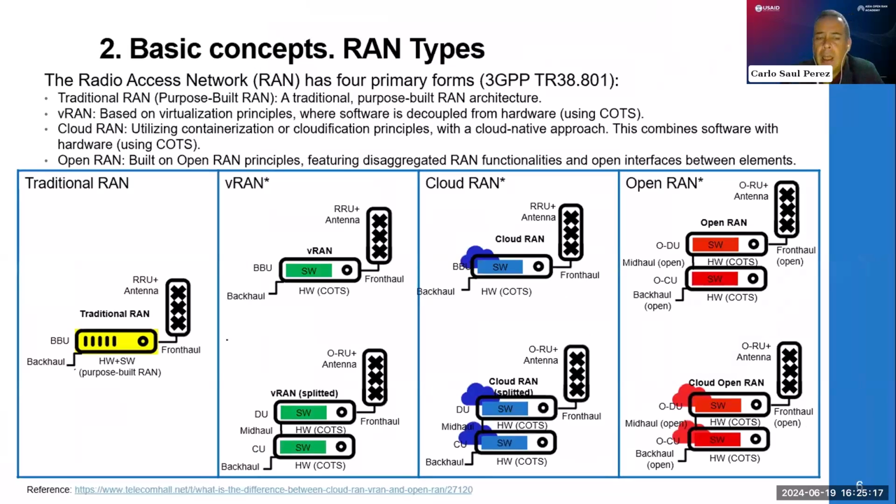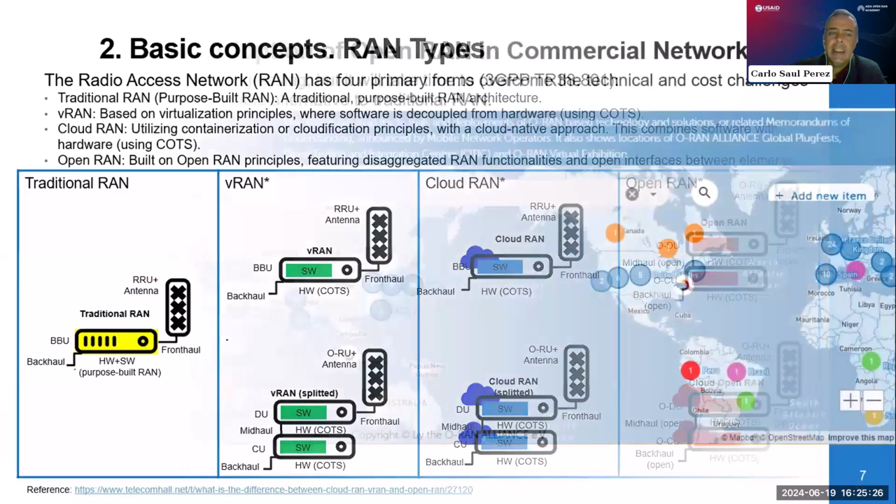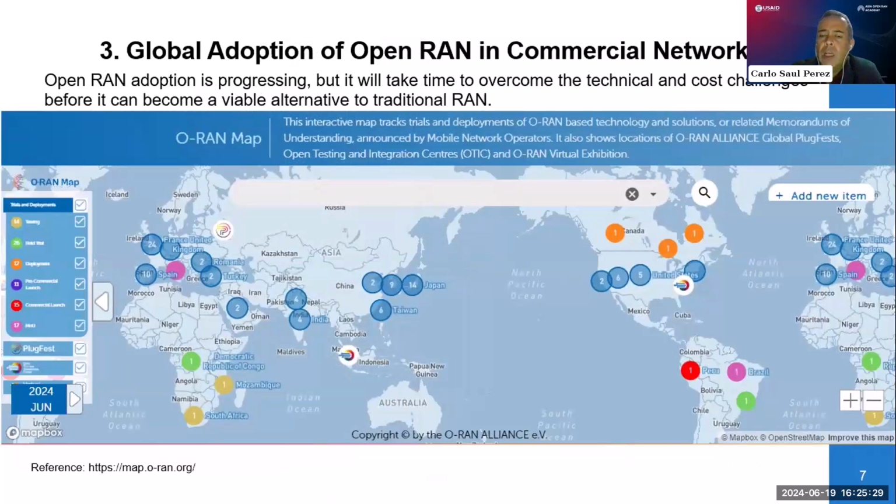As we can see here, we have traditional RAN, we have virtualized RAN, we have Cloud RAN, and also we have Open RAN. I think we have finished all this academic material about what Open RAN is. And here we go to this O-RAN Alliance page, where we can see how the deployment of Open RAN has been going around the world.